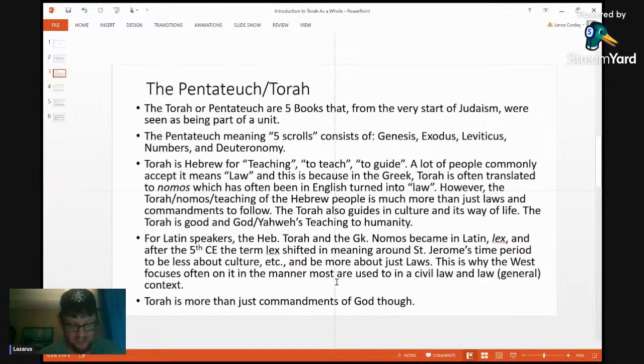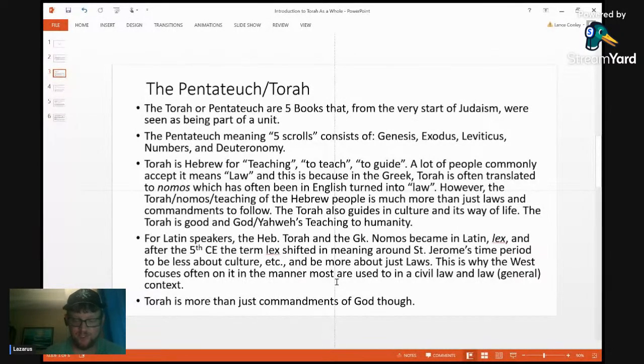And actually, if you go read St. Jerome's lexicons and commentaries and his Latin Vulgate, I think it's in the beginning of it, sometimes he'll explain, well, I translated this way because I see the culture is focusing less on culture and more about just laws.